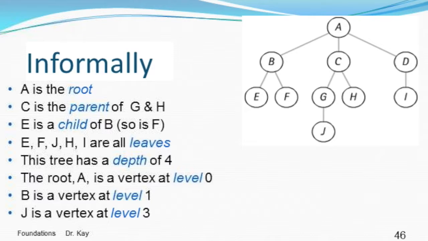We also talk about the level of a vertex. So we've got the vertex A, the root of the tree is always at level 0. B is a vertex at level 1, so is C, so is D. And if we count 0, 1, 2, 3, we end up with J as a vertex at level 3.